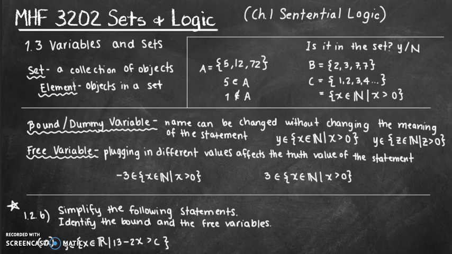A set is a collection of objects, and an element is an object in a set. I could have a set of numbers, a set of people or cities, anything really. For example, we have this set A that has 3 elements, 5, 12, and 72. Since 5 is in this set, we can write 5 is an element of A, and 1 is not an element of A. That's what these E-looking symbols mean.